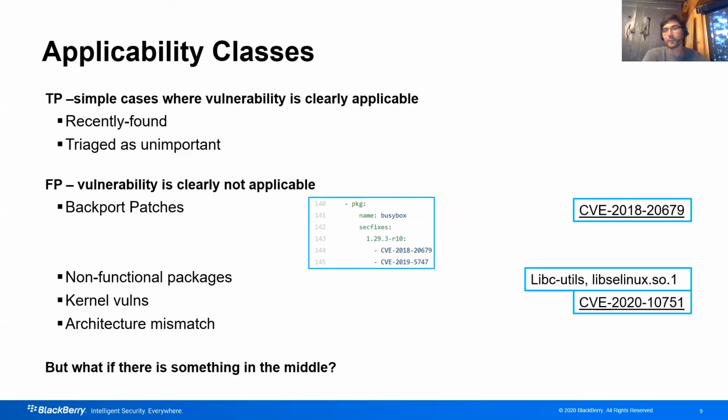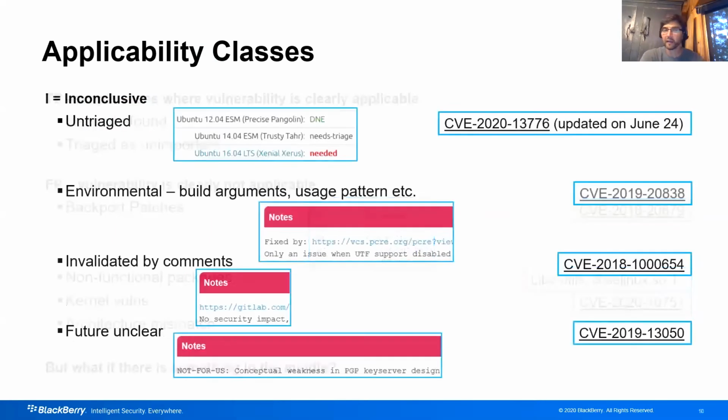However, here's the question: what if there is something in the middle, not true positives, not false positives? We call it inconclusive, and there are several of those groups. Let's start with untriaged. This vulnerability was updated in June 2024. This specific vulnerability was untriaged in the Ubuntu security feed, and of course, we don't know. It might be a true positive, it might be a false positive, depending on how the maintainers of the distribution will triage it.